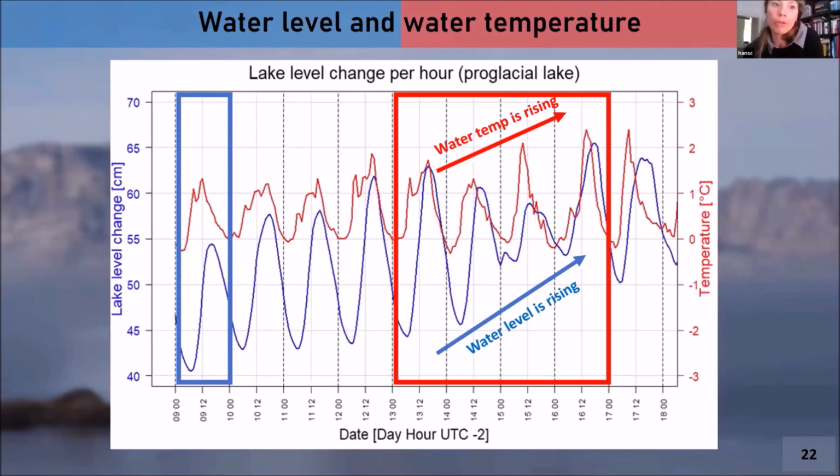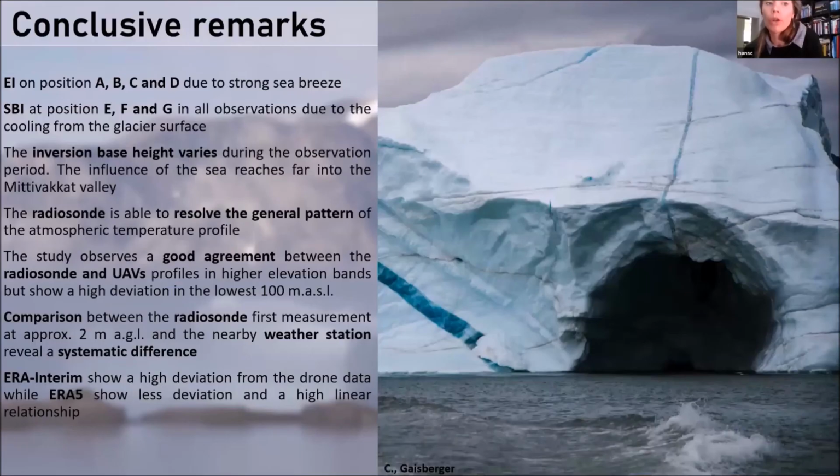Okay, so then to the conclusions. We mainly observe elevated inversions at the positions close to the sea or above rock and sand. And we observe, not mainly, but we observe surface-based inversions at positions on the glacier. This is due to the cooling of the glacier surface. And the inversion base height varies during the observation period. So there's not one base, it varies a lot. And the influence of the sea reaches far into the Mitiwaka Valley.